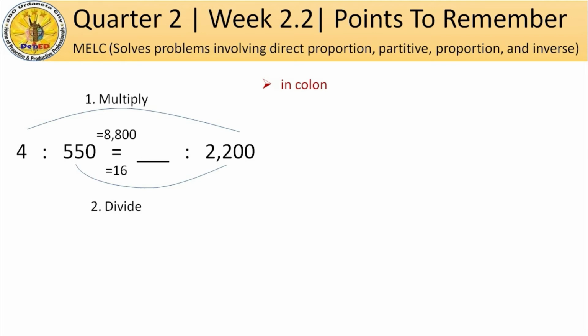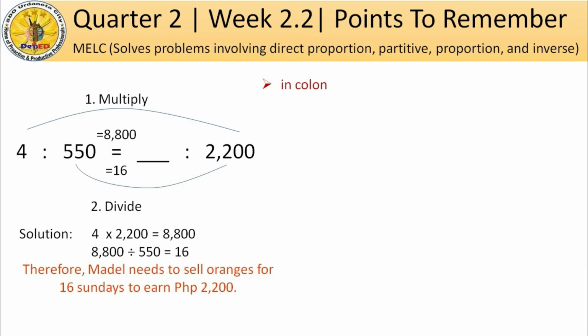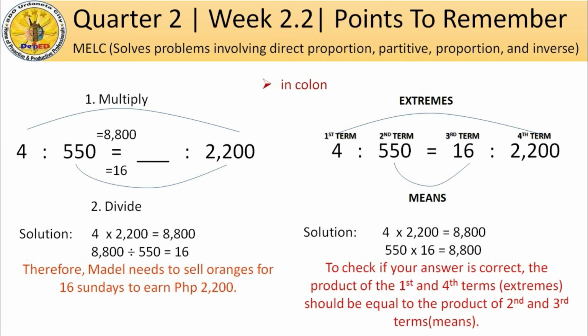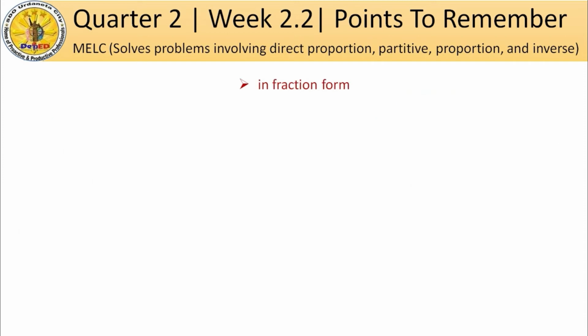Therefore, the correct answer is 16. Madel needs to sell oranges for 16 Sundays for her to earn 2,200. Now on the other side, as you can see, we have a representation for us to know if our answers are correct. To check if your answer is correct, the product of the first and fourth terms, or what we call extremes, should be equal to the product of the second and third terms, or what we call means.